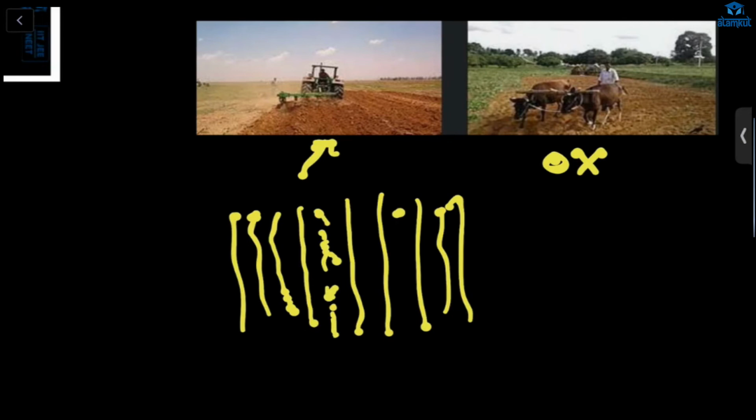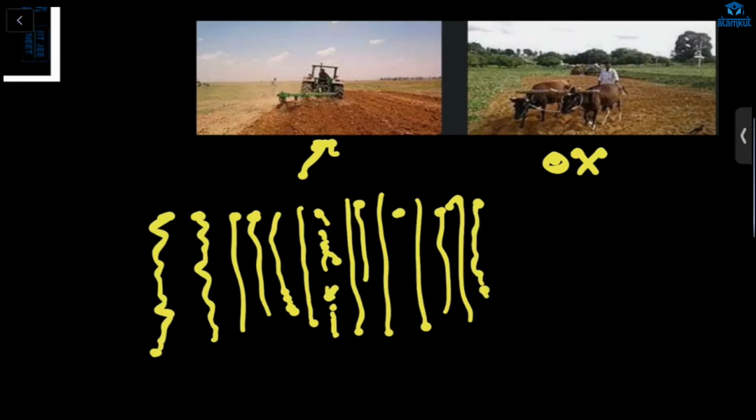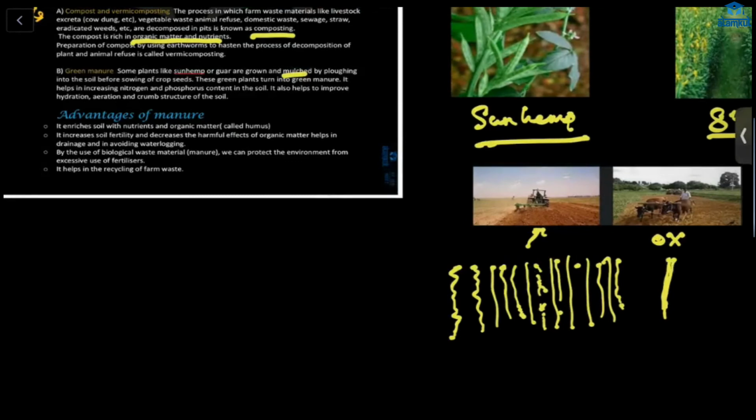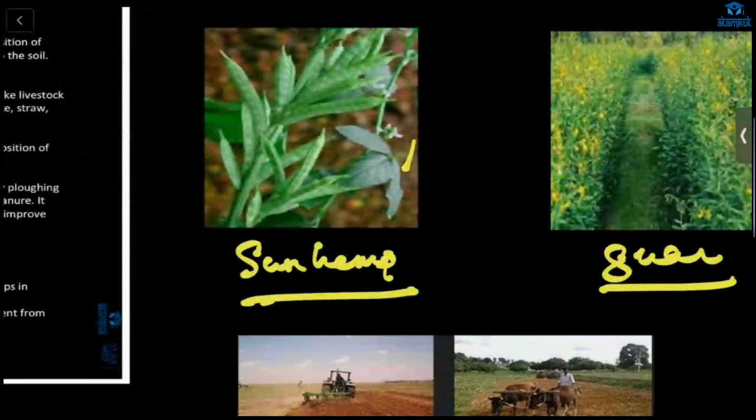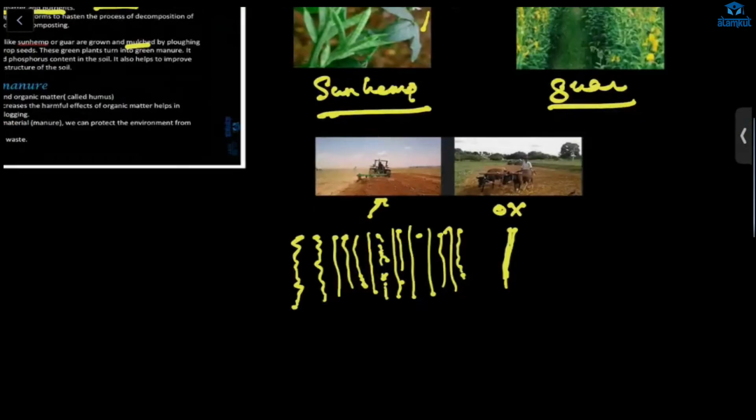You can see, right, when tractor, have you seen a field, anyone? In that you can see the soils will be different shapes, like this in the rows. That is our plugging. So because of that, this sun hemp and guar will be containing nutrition. So this nutrition will be helpful for the seed which is planted afterwards, after this plugging. Understood or not? Yes, ma'am, understood.